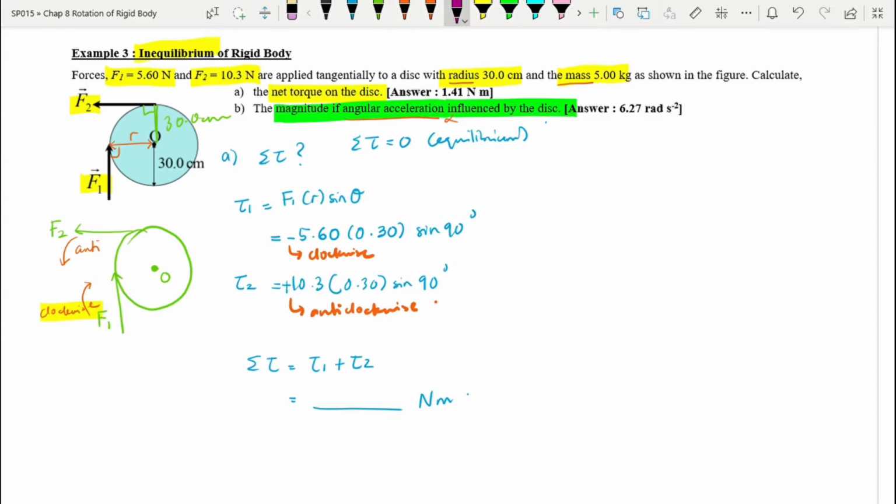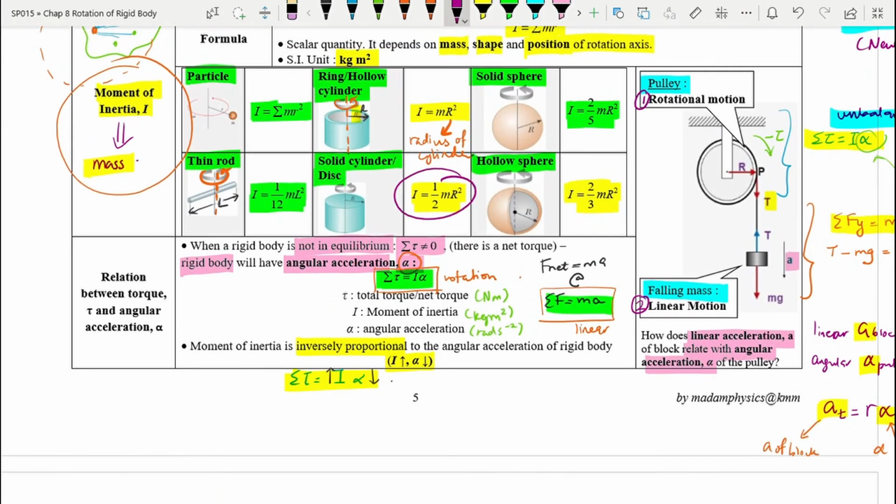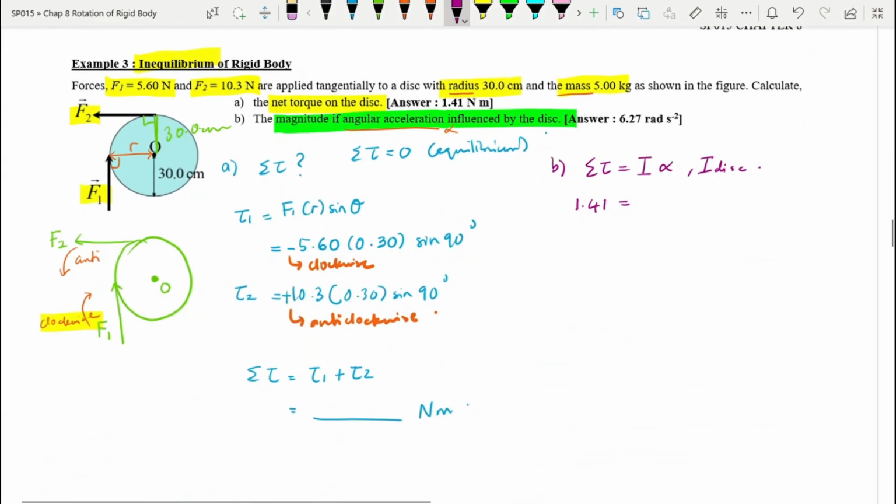So kita tahu relation antara summation of torque, dia adalah I alpha, where I is the moment of inertia dan alpha adalah angular acceleration of the disc. So kita totalkan torque yang kita dah buat dalam soalan A tadi. Let's say jawapan yang diberikan adalah betul, 1.41. Kita kena cari I. Okay, dan I kita is actually moment of inertia of a disc. Dan apa formula untuk I disc? Kita refer balik notes. Disc adalah half mr square. So kita gunakan formula itu.